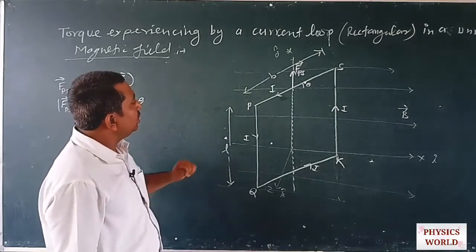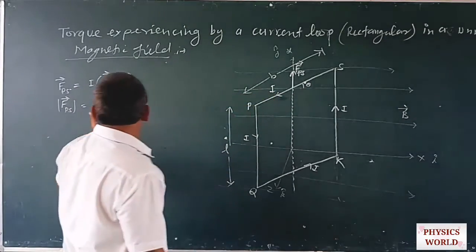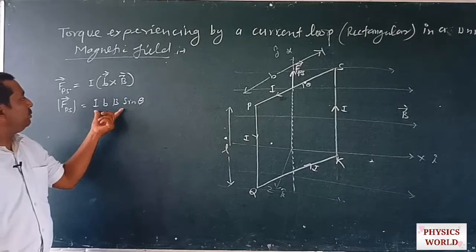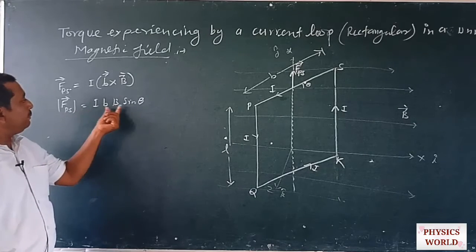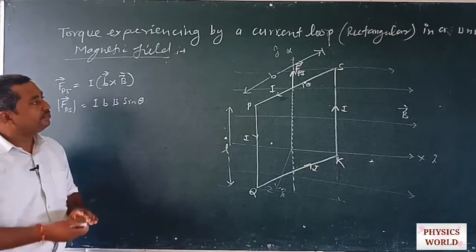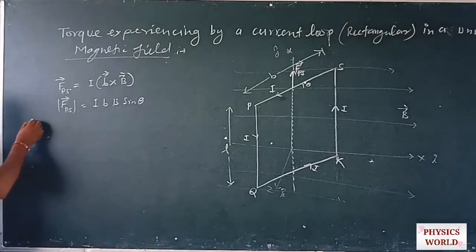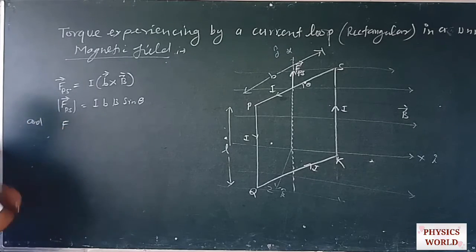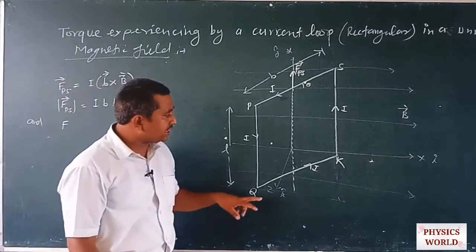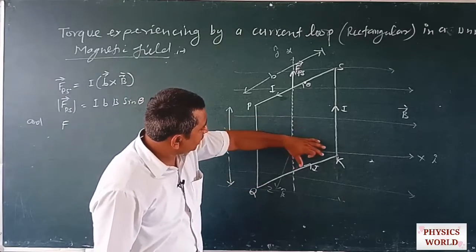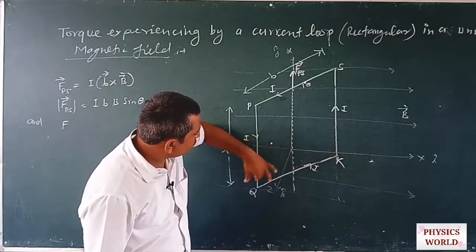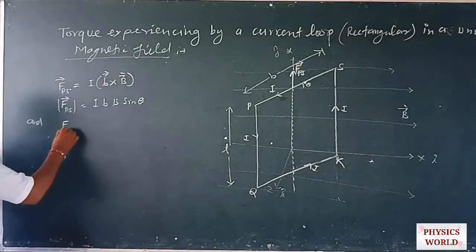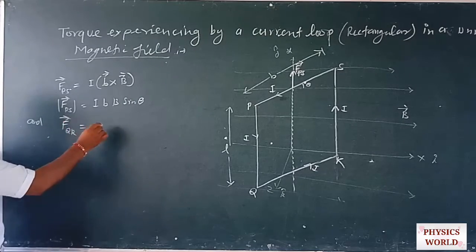So the magnitude of this force will be equal to IB sine of theta. And similarly, if we want to calculate the force experienced by the conductor part of the rectangular coil, that is QR, then what will be the value of this force?